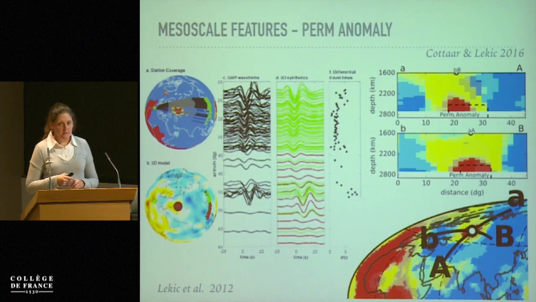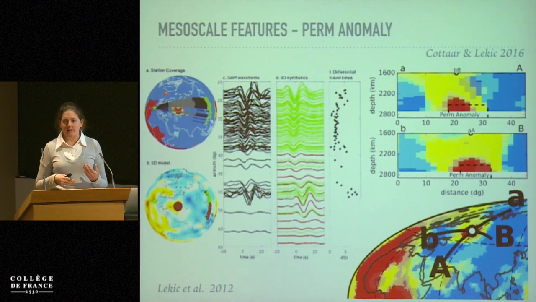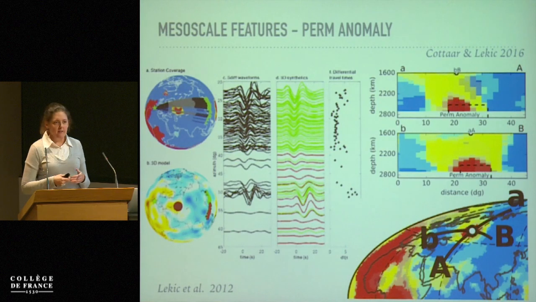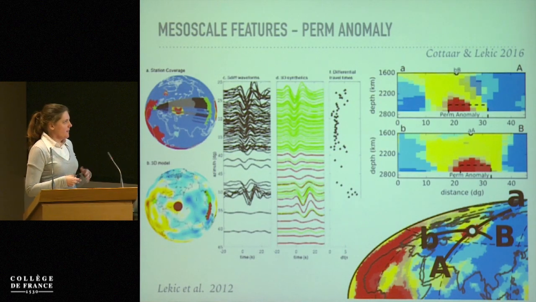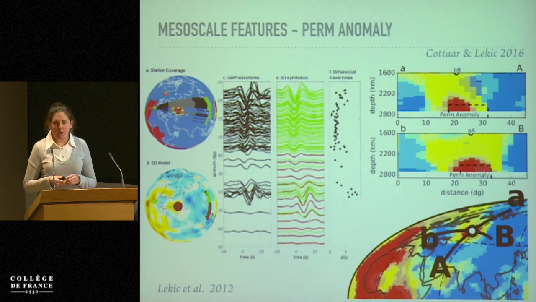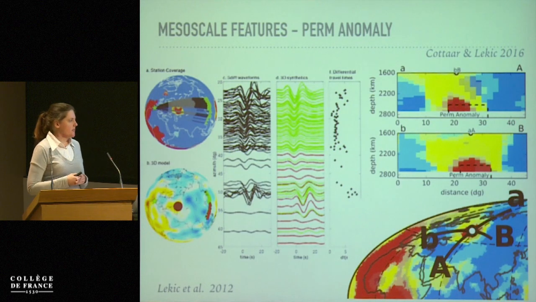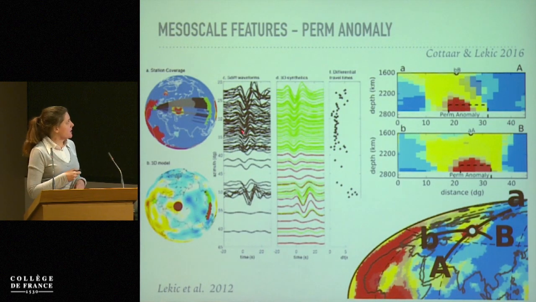There are some smaller scale features that come out in these models and appear to be consistent. While in an individual tomographic model you might not interpret every small blob, here we see some that appear more or less consistent across the different tomographic models. And this one is probably the most consistent.